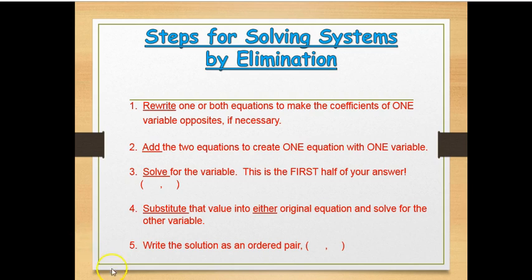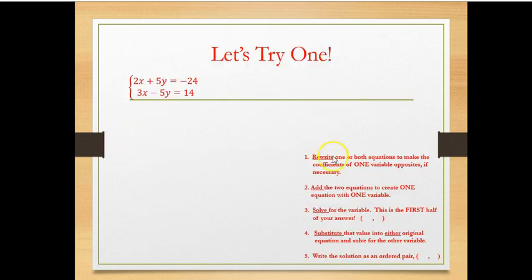So I know that seems like a lot just going over it like that, but let's do a couple of examples. Okay, so first, step 1. Rewrite one or both equations to make the coefficients of one variable opposites, if necessary, guys. So sometimes step 1 is going to be done, and in this particular case, step 1 is done. If you take a look at the y variable right here, you can clearly see that 5 and negative 5 are opposites of each other.